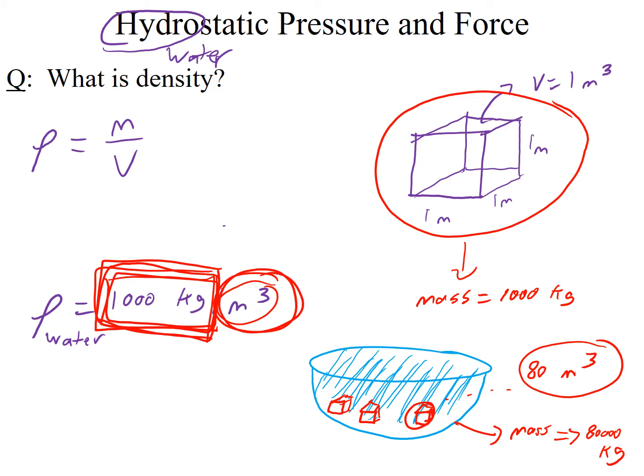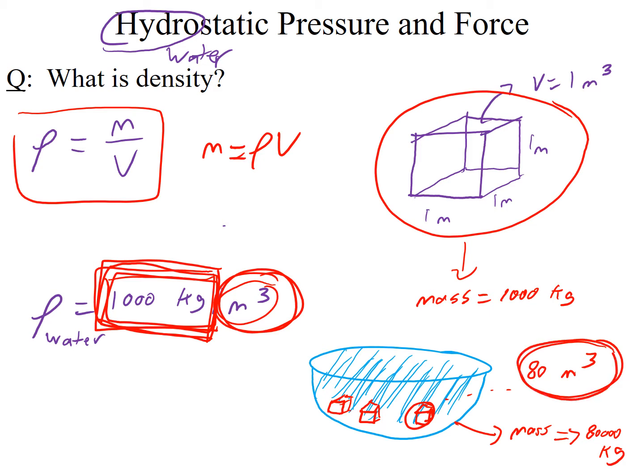And in general, if you have a liquid and you're trying to find how much mass it has, you can just use this formula and solve it for the mass. If you solve that formula for the mass, you get mass equals density times volume. Exactly what we just did. This is the volume, 80 cubic meters. Here's the density. You multiply them, and you get the mass. So that's the key thing that we're going to need here.